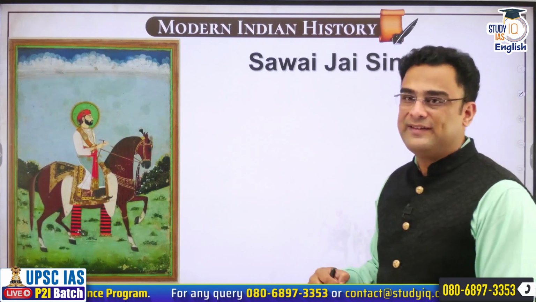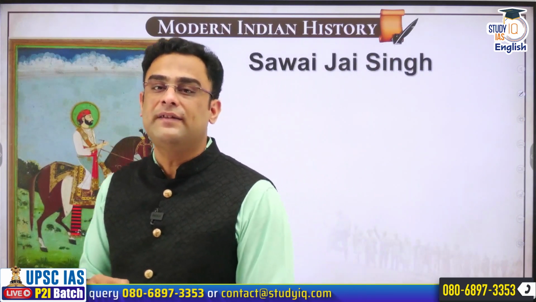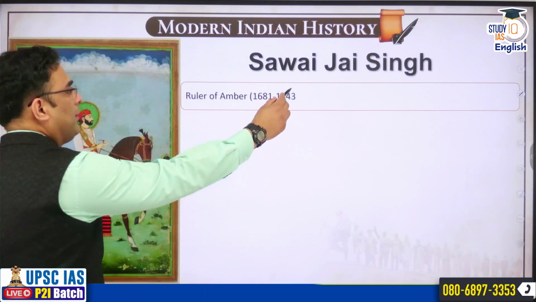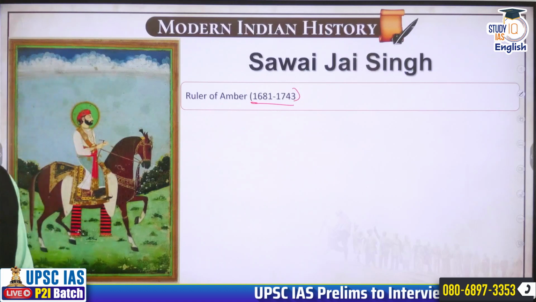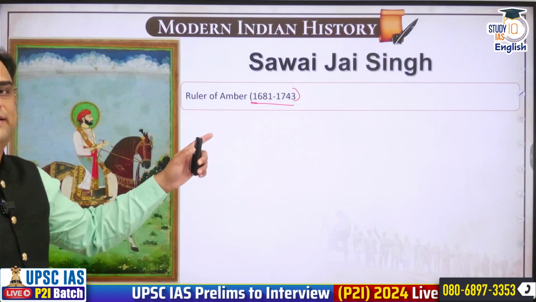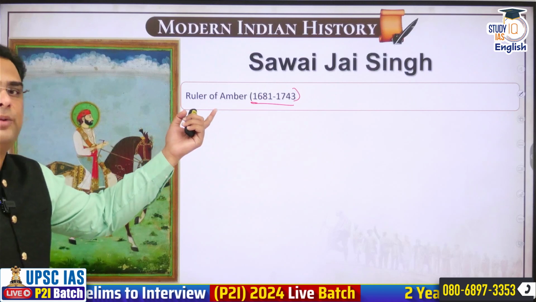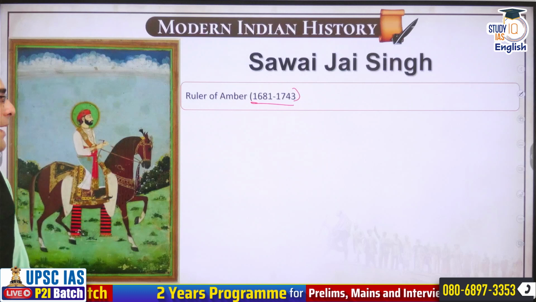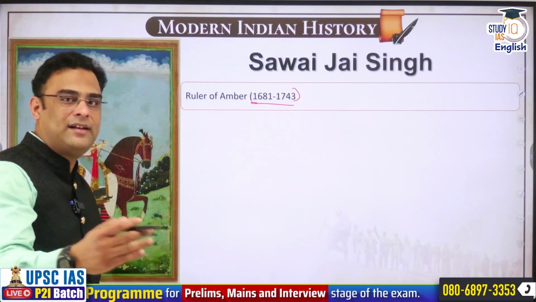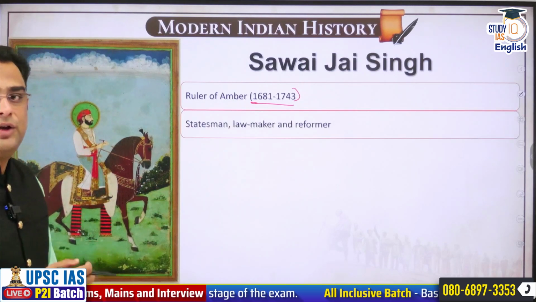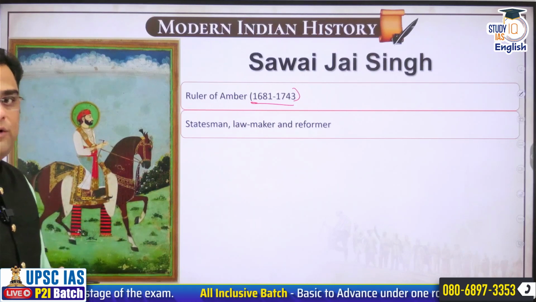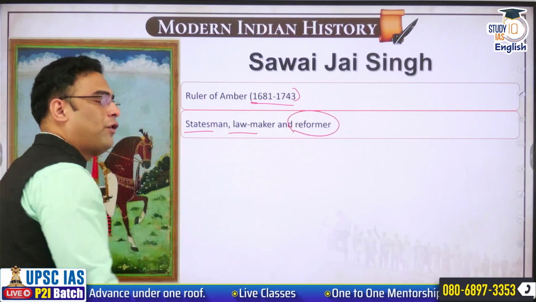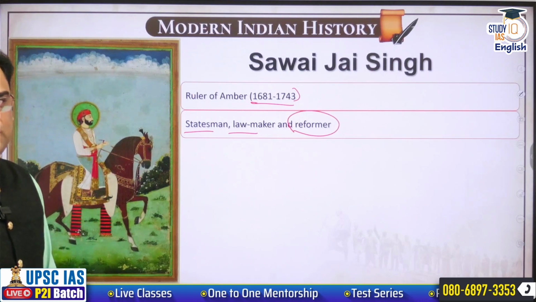Okay. One famous personality about whom we must know from this period is Savai Jai Singh. Savai Jai Singh was the ruler of Amber from 1681 to 1743. So he is a person who has seen that transition period. He was there during the period of Aurangzeb and the subsequent decline of the Mughal Empire. He is one who has seen that entire process. A very significant noble from Amber, founder of Jaipur city. He was a great statesman, lawmaker, and a great reformer also. A great social reformer also.